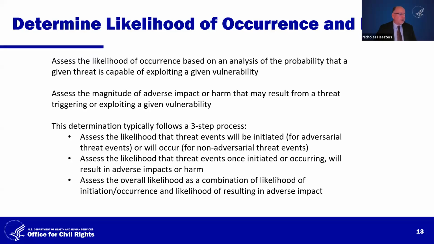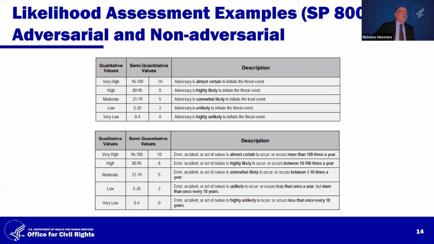Next, we're going after, okay, so here's an example. So this is an example of some of the ways to describe, to assess likelihood and impact. So these are again from SP 800-30, and we're going through some of these at a fairly high level just because of the nature of the format of the webinar.